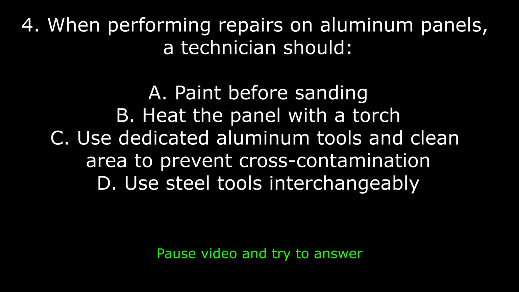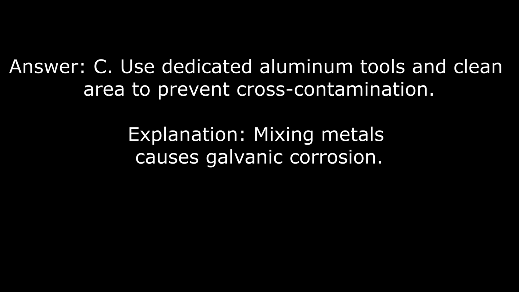4. When performing repairs on aluminum panels, a technician should A. Paint before sanding. B. Heat the panel with a torch. C. Use dedicated aluminum tools and clean area to prevent cross-contamination. D. Use steel tools interchangeably. Answer C. Use dedicated aluminum tools and clean area to prevent cross-contamination.